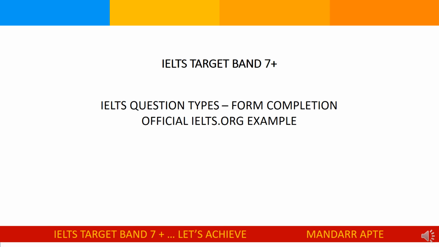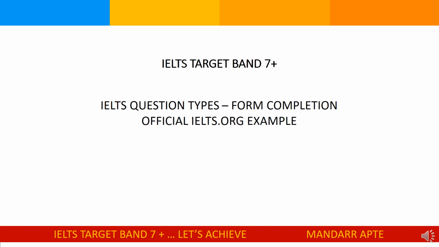The second type would be multiple choice questions, where you have to choose the correct answer from the choices given in the question, and usually those would be paraphrased. So again, you have to work hard on your vocabulary. Now let's start with the form completion.